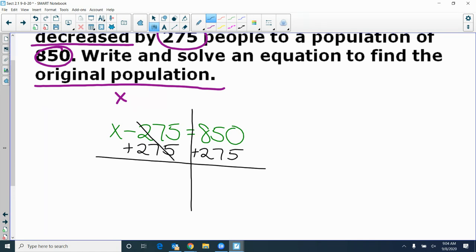If X equals 1,125. Equals what? Sorry? 1,125. Is that right? 1,125. Why does that not look right? 5, 12, 11. Good. All right. So my population, we had 1,125 people, 275 people left. We're down to 850. Questions about this?